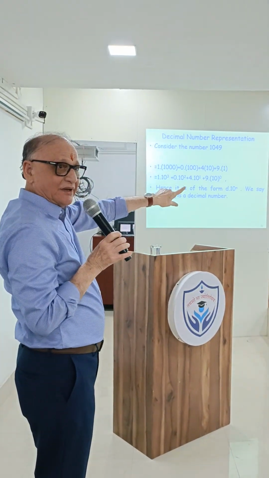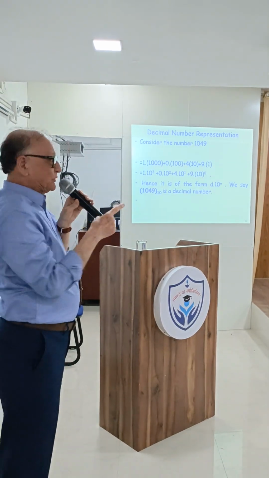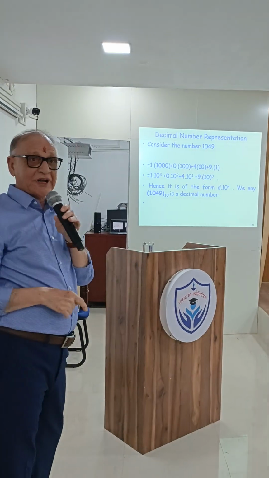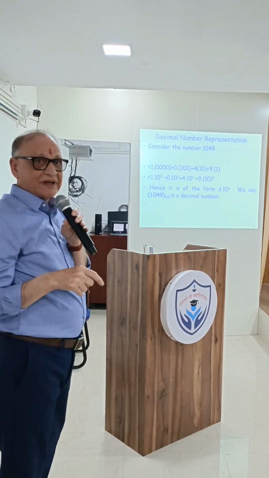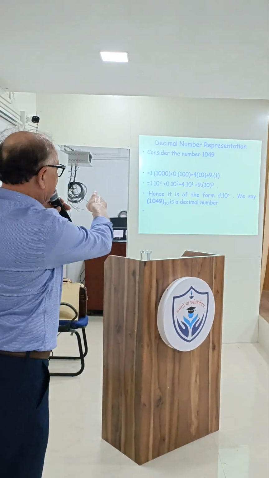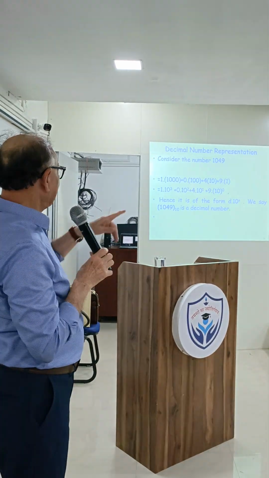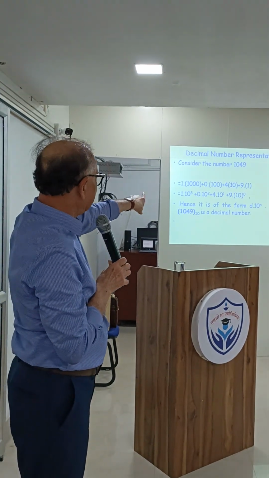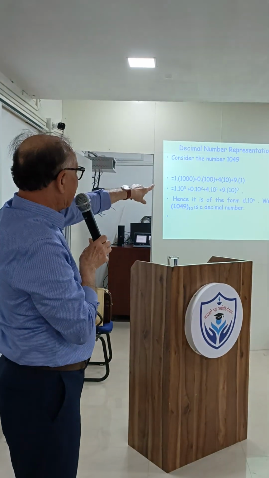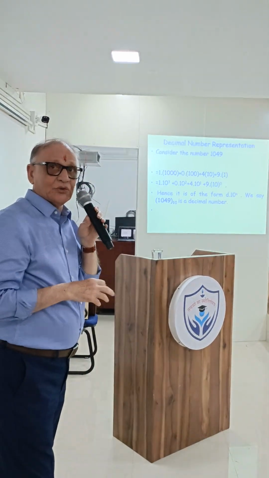Is it not decimal? Yes, sir. Because it is expressed in terms of 10. So you can easily say 1049 is a decimal number because it is expressed in terms of 10. Remember, everywhere you multiply by 10. 1000 is 10 to the power 3. Hence, it is in the form D times 10 to the power n. D means digit, and this power n is 0, 1 and 2.